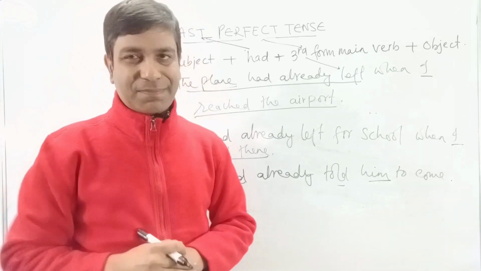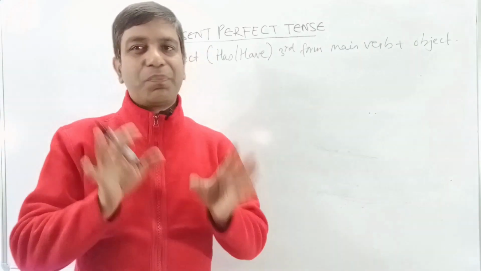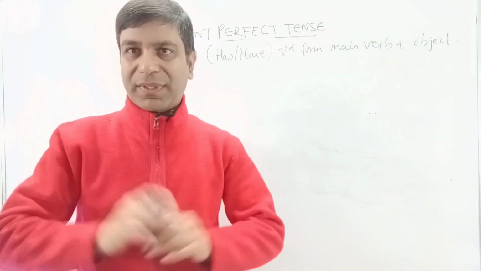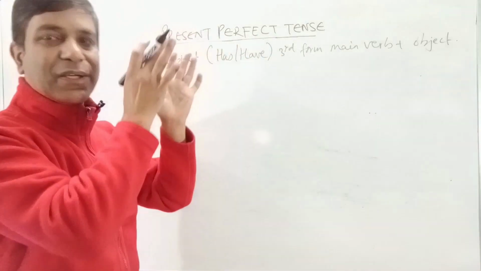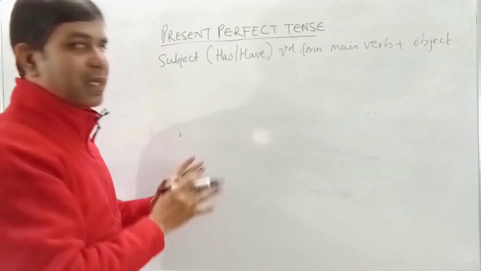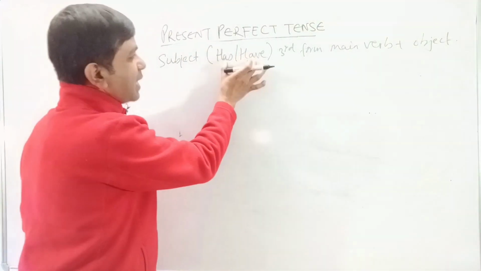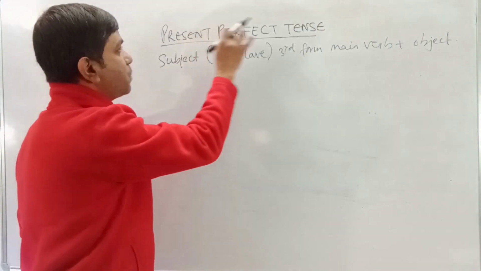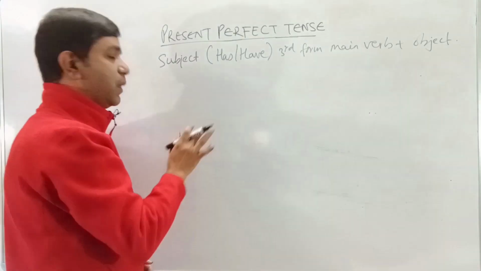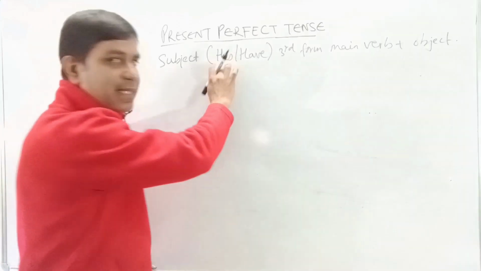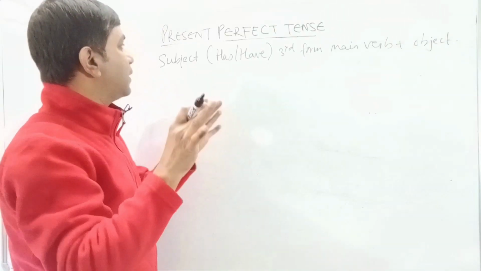Let's move on to the next. If you have understood past perfect tense, understanding present perfect tense will not be difficult. If you look at the structure of present perfect tense, it is similar to past perfect tense. The difference is only that in case of past perfect tense, there was had. Now in case of present perfect tense, we have has and have depending on the number of the subject. If the subject is singular, we use has, and if the subject is plural, we use have. That is the only difference.